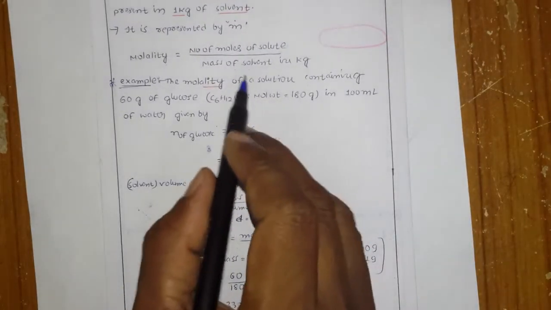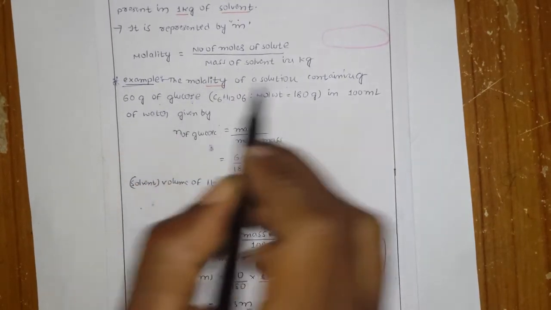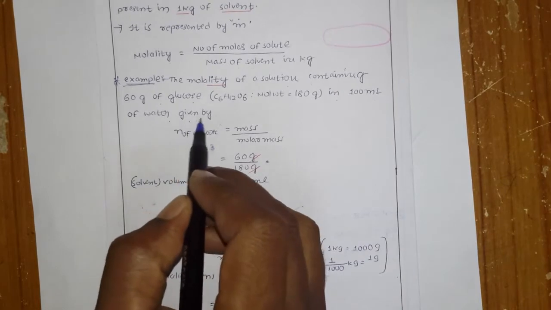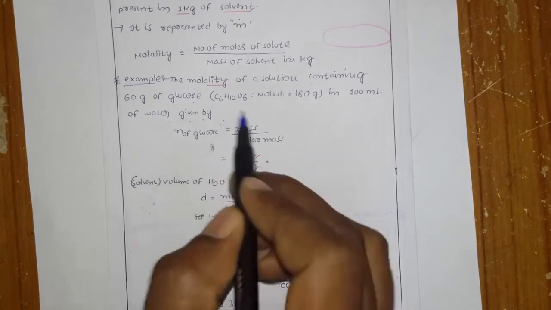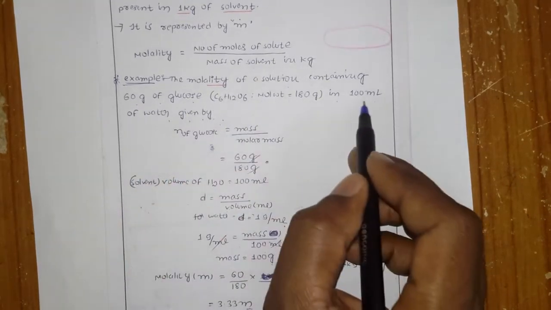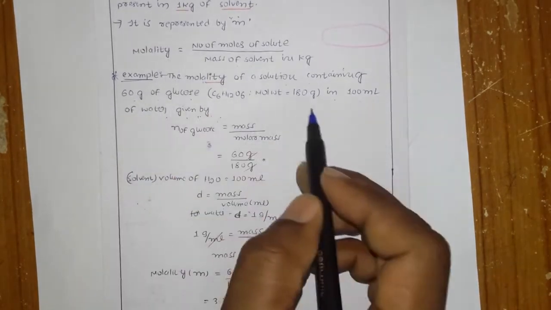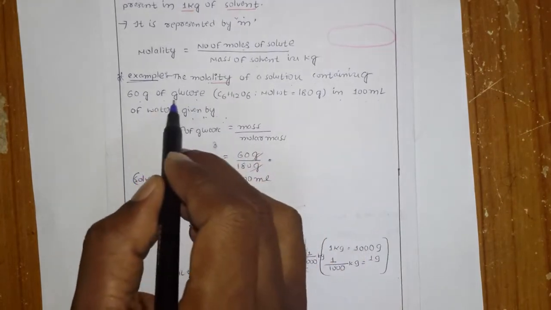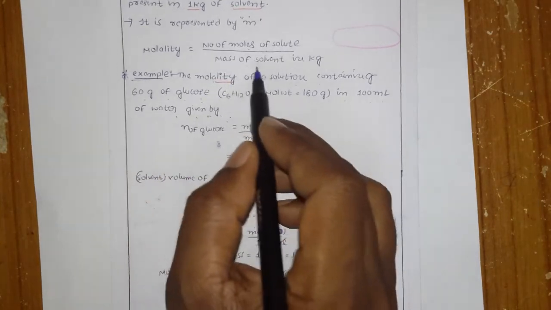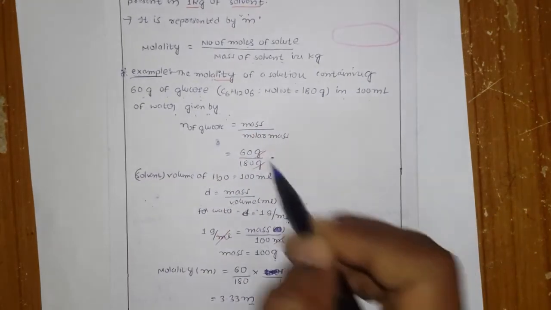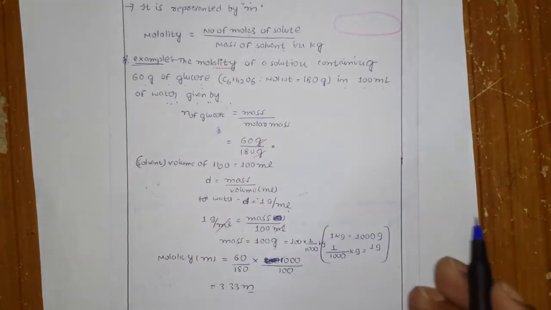Look at the problem. The molality of a solution containing 60 grams of glucose in 100 ml of water is given. So 60 grams of glucose is there in 100 ml of water. Then what is the molality? According to molality, it is the number of moles of solute, here solute is glucose, divided by the mass of the solvent. Here the solvent is water, so it is the mass of the water.